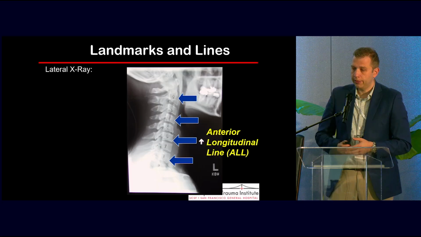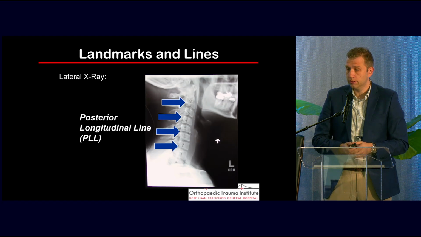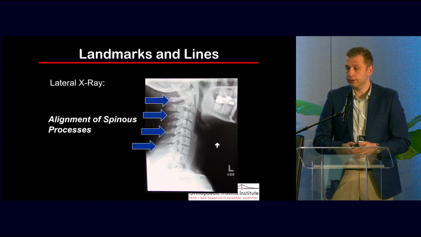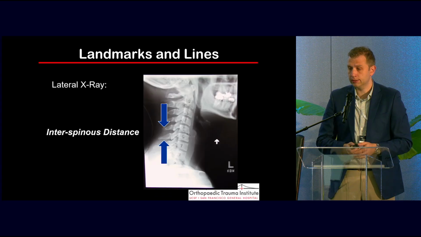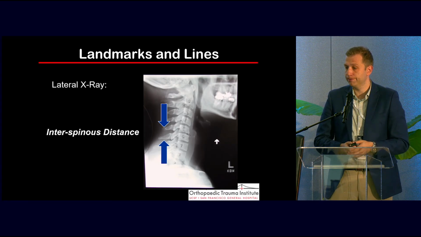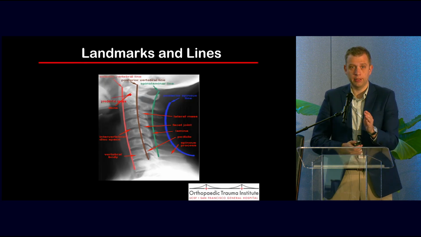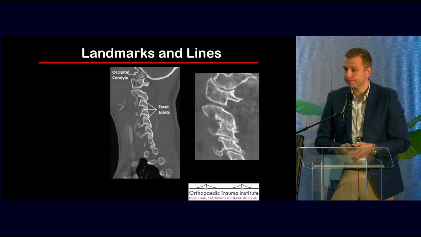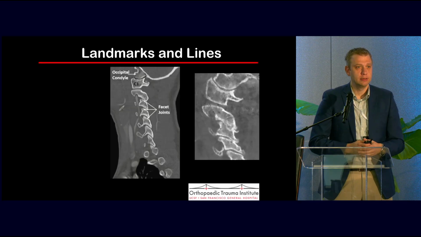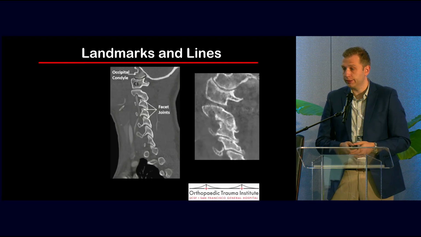And so you look at the anterior longitudinal line, make sure it's continuous at the anterior aspect of the vertebral bodies. You look at the posterior longitudinal line, which is the posterior aspect of the vertebral bodies, the alignment of the spinous processes, as well as the interspinous distance, because any big gaps could represent an injury. You also look at the spinolaminar line, and so all these lines come together with these smooth arches. The other thing you want to look at are your facet joints. On the CT, it's seen a bit more clearly, and you really want to see them shingled on top of each other without any significant fractures.